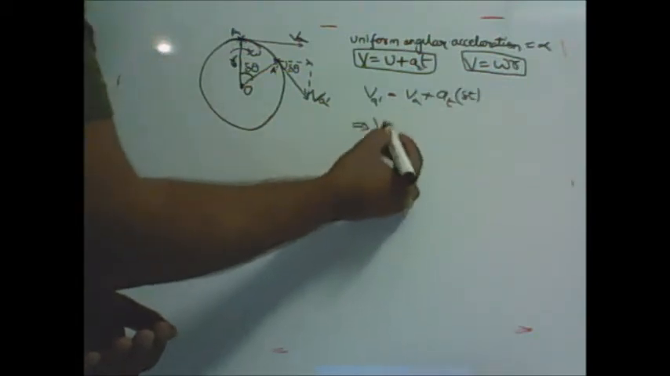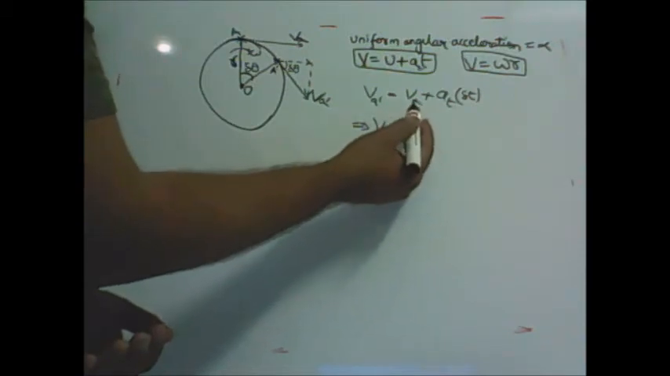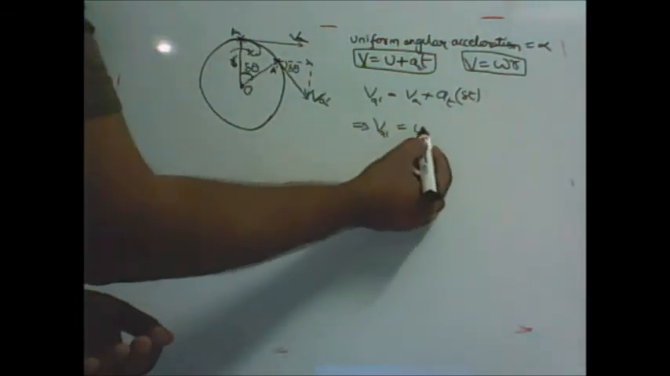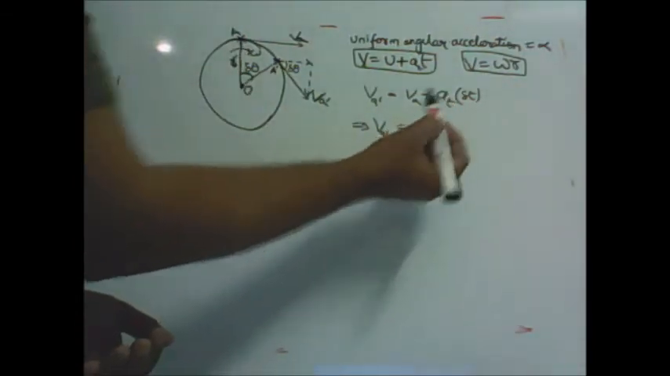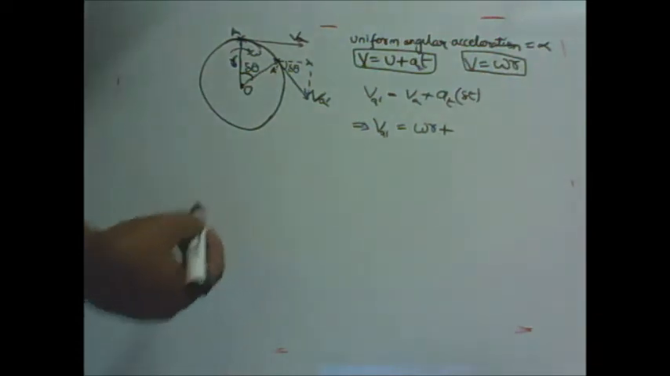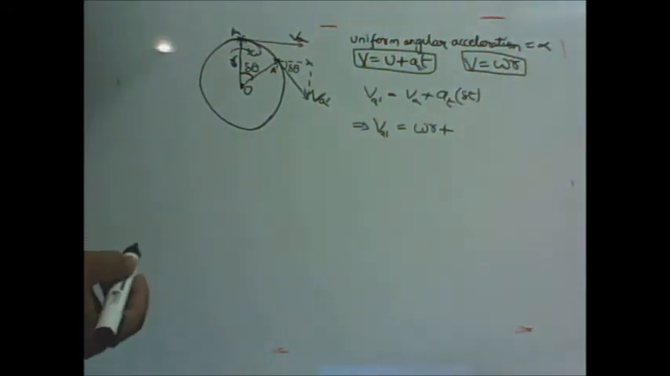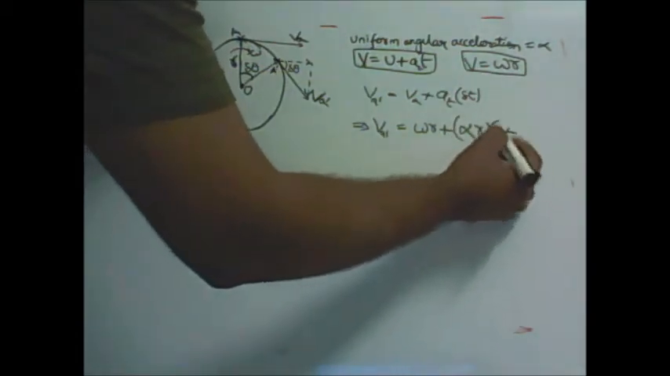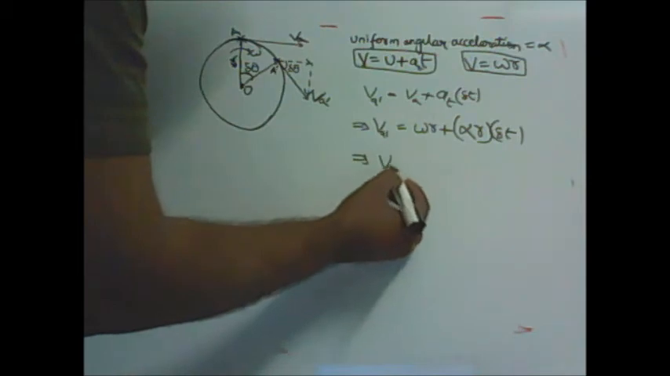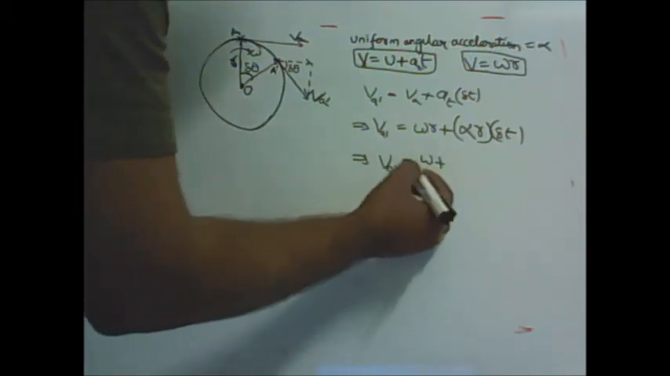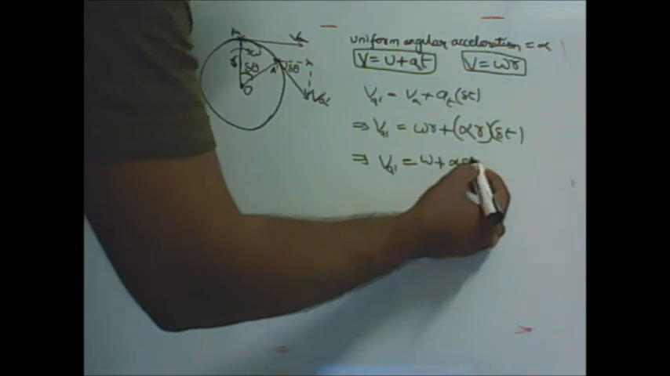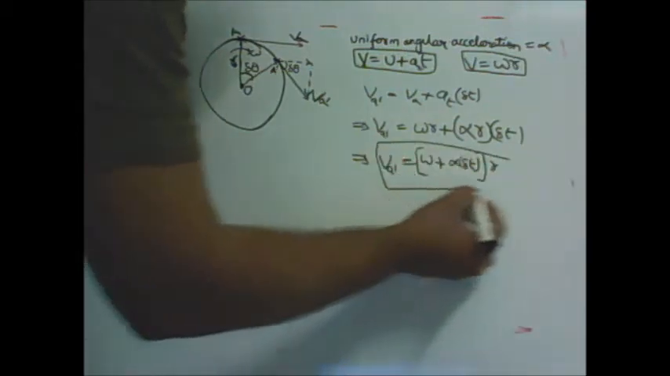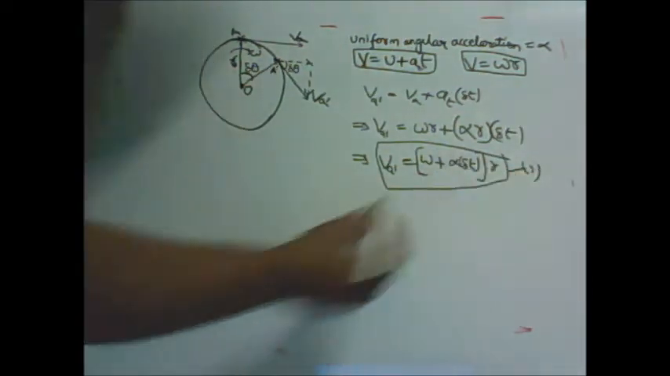Now VA dash equals, then this VA is nothing but initial angular velocity omega into the radius r, which is equal to omega r, plus tangential acceleration, which is nothing but at equals angular acceleration into radius, alpha r, into time delta t, which implies VA dash equals omega plus alpha delta t into r. Let this be equation number 1.